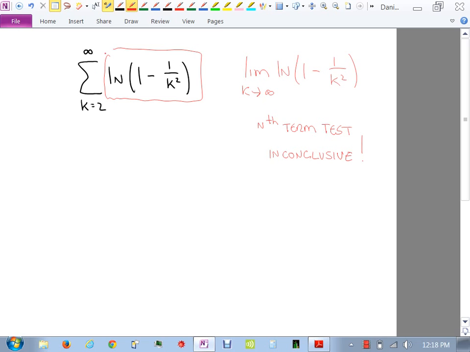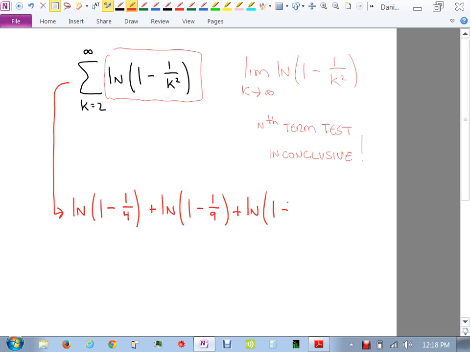So maybe it'd be worth it for us to write out some of these terms. Let's look at the first thing. Actually, look at where this series starts. It starts at 2, doesn't it? What's natural log of 1 minus 1 over 2 squared, which is 4? So it's natural log of 3/4, right? Plus natural log of 1 minus 1/9, plus natural log of 1 minus 1/16, plus dot, dot, dot.